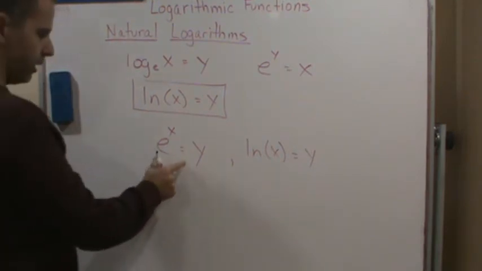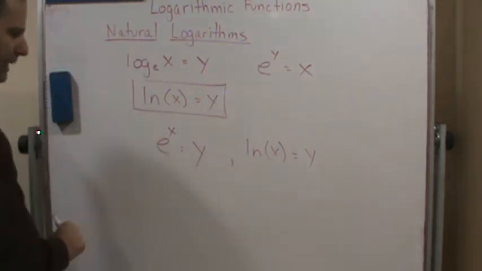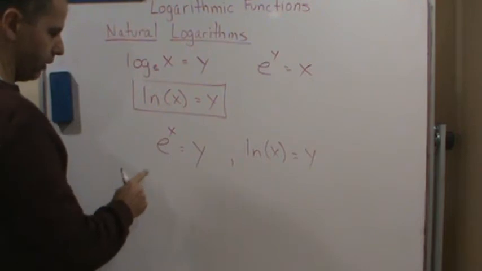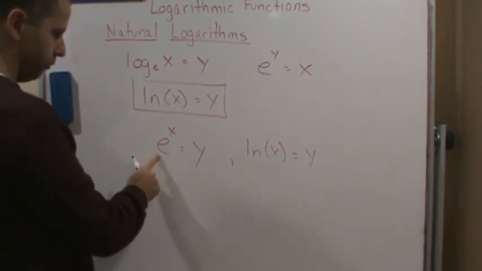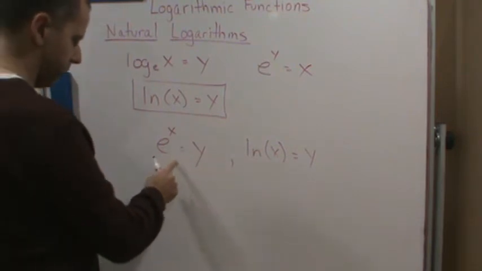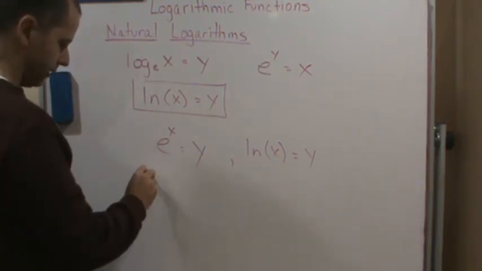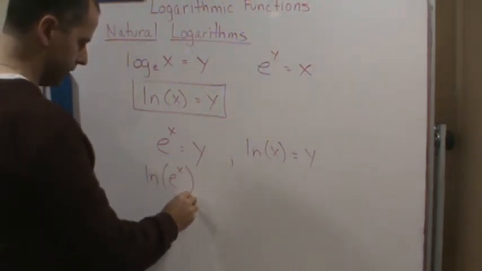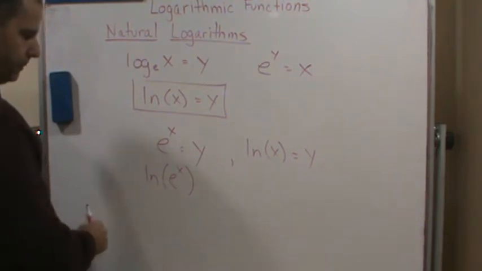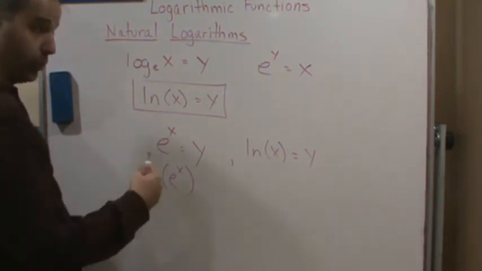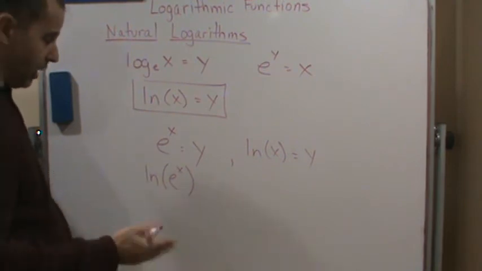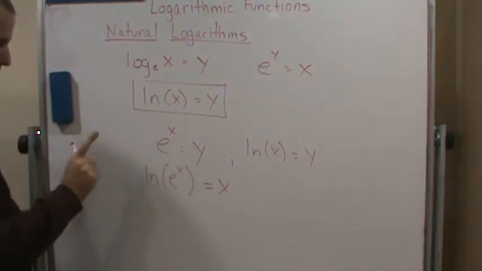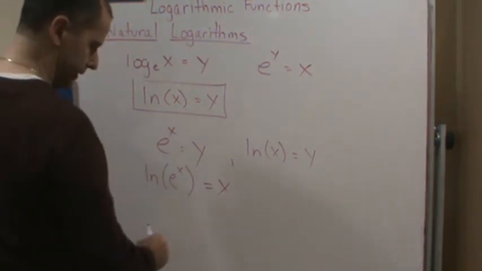Well, the fact that these are inverses of each other means that if I take the log right here, so if I take the natural log of e to the x, like that, so I compose them, right? Then what happens is they undo each other, right? Inverse functions undo each other, and what I get out is x. Okay, so remember that. And this is true for all x.